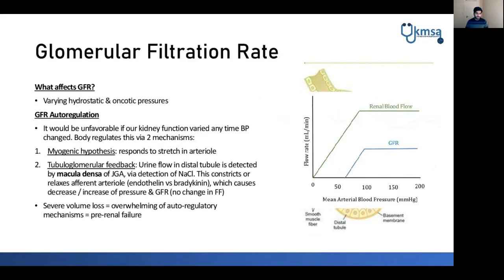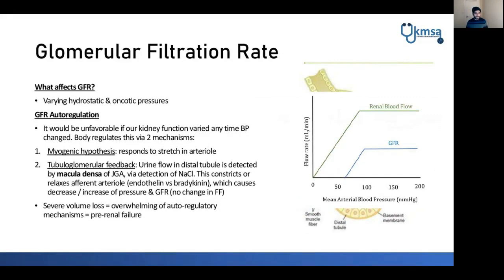A good thing to remember is that hydrostatic and oncotic pressures can change our GFR, but day-to-day, it would be really impractical if any time our BP drops, like when we get up, our GFR drops as well. So our body has thought of a way to get around this, and it's called autoregulation. Over a range of blood pressures, our glomerular filtration rate remains the same. How does it do this? There are a couple of ways.